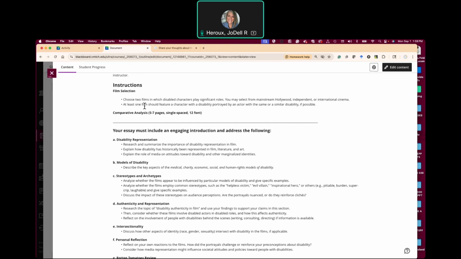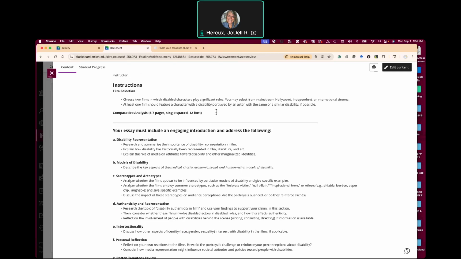You're going to choose two films that have disabled characters. At least one of the films should feature a character with a disability portrayed by an actor with the same or similar disability, if possible. That is not always possible, because film doesn't always hire disabled actors to play disabled characters. If you can find one, that's great. If you can't, that's all right too. But I did want to put that in there in case you are able to find one.